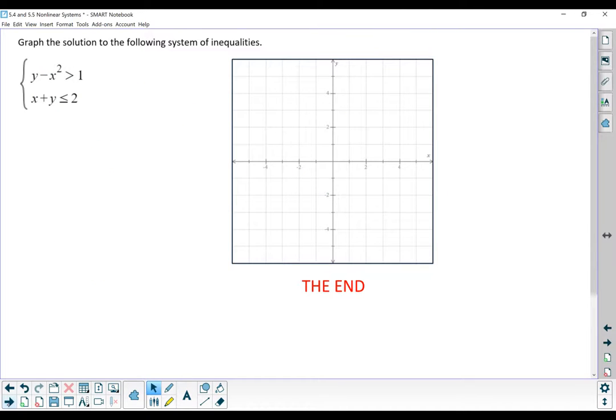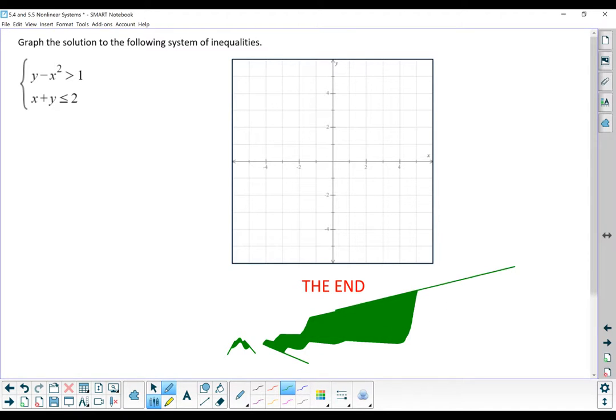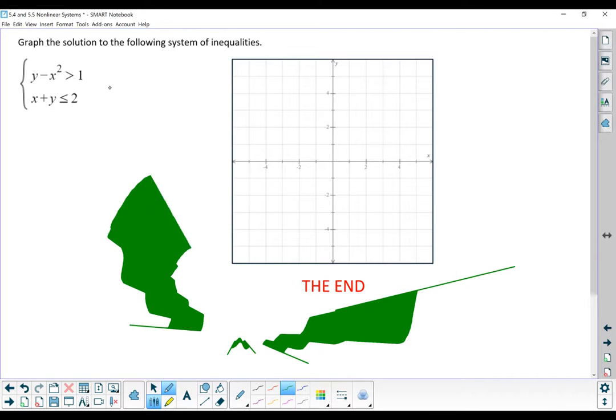Okay, and I think I have another example, but I don't think I can do it because my pen is dying. It's really cool though. I just don't know why it's doing that.